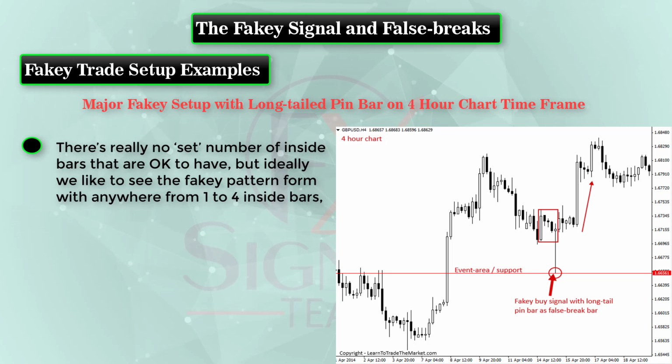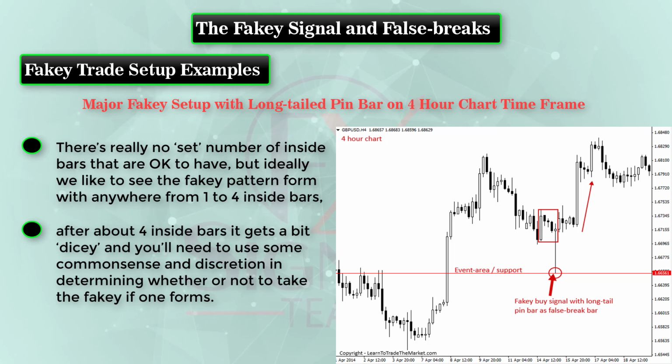There's really no set number of inside bars that are okay to have, but ideally we like to see the Fakey pattern form with anywhere from 1 to 4 inside bars. After about 4 inside bars, it gets a bit dicey and you will need to use some common sense and discretion in determining whether or not to take the Fakey if one forms.